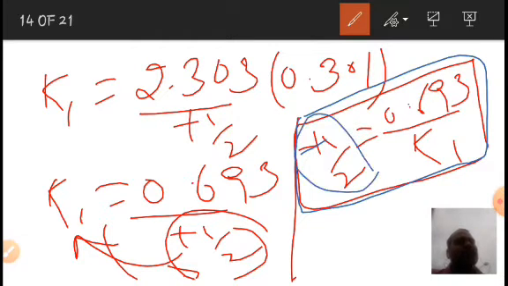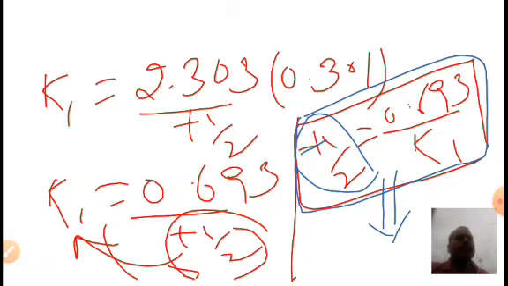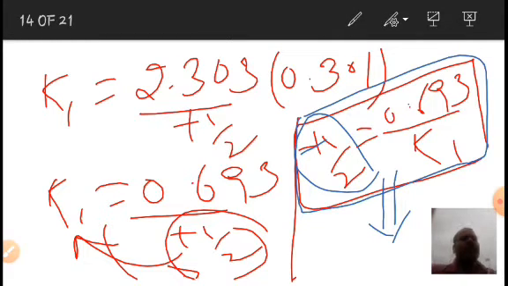If you observe this equation keenly, we come to the conclusion that the half-life of first order reactions does not depend on the initial concentration of the reactant. There is no initial concentration in it. So the half-life of first order reactions is independent of the initial concentration of the reactants. This is the equation for half-life of first order reactions.